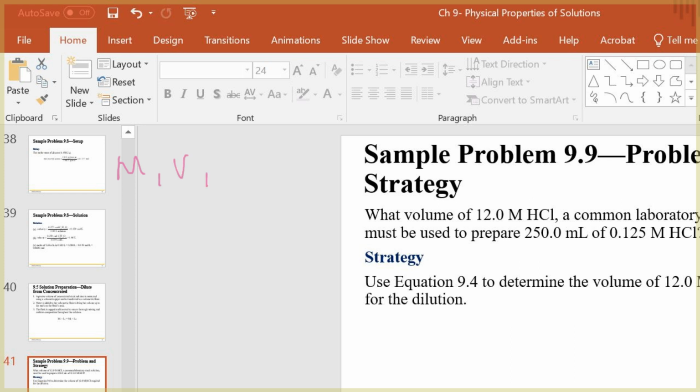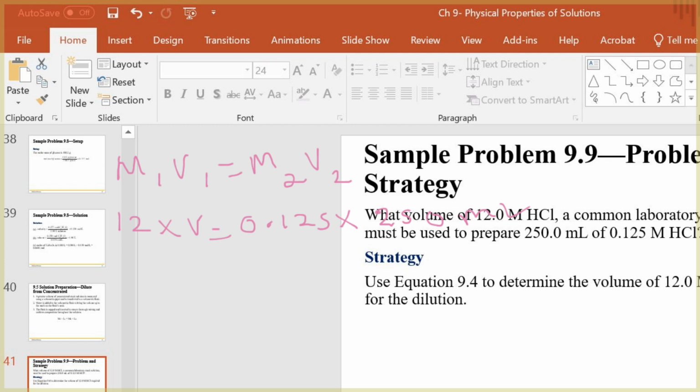I would write M1 V1 equals M2 V2. Some professors say C1 V1 equals C2 V2. I know my M1 is 12. I don't know the volume. But M2 is 0.125 times 250 milliliters. You may wonder why I use milliliters. When I solve for the volume, it doesn't matter whether I use milliliters or liters, because the units cancel out. So in this equation, you can use milliliters or liters. If you use milliliters for volume, you get the answer in milliliters. If you use liters, you get the answer in liters.